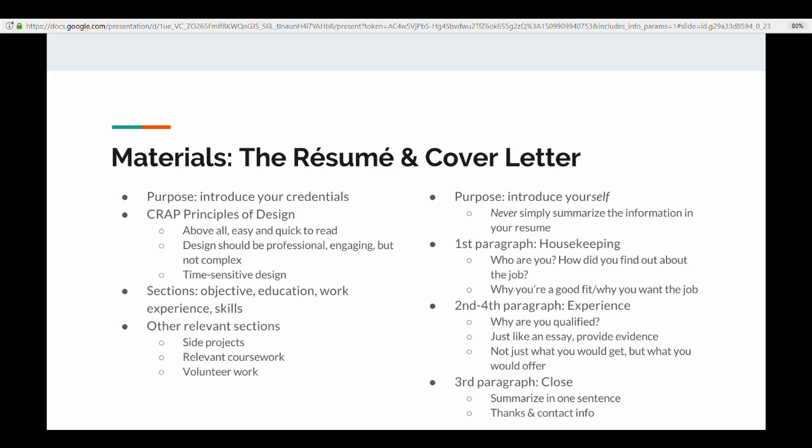And then finally, you summarize in one, at most two sentences. Make sure you're recapitulating that you are qualified and that you want to work at this company, and thank them, including your contact info.